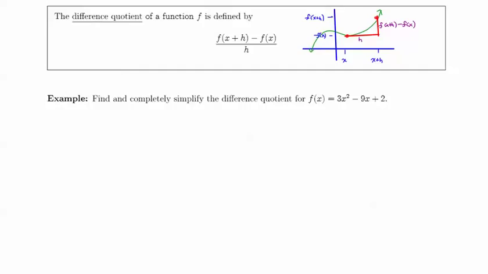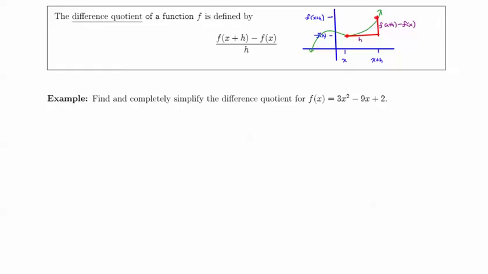In this problem, we're going to find and fully simplify the difference quotient for the function f defined by f of x equals 3x squared minus 9x plus 2. The difference quotient is given by this expression, f of x plus h minus f of x all divided by h. And in calculus, you'll learn, I have a little diagram here, that this is the means of calculating an average rate of change for a function. For our course, we're just going to focus on the algebra.